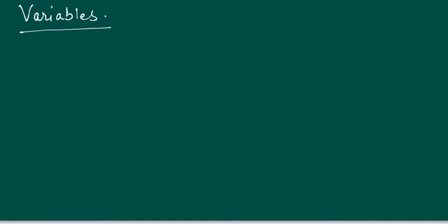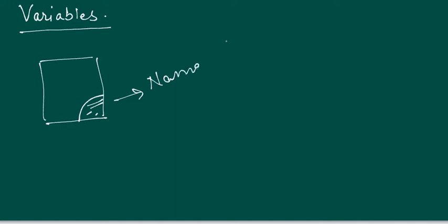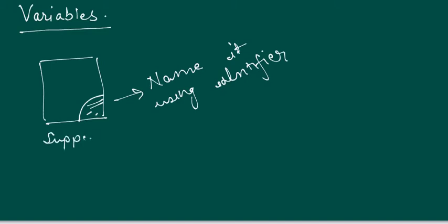So what is a variable? If we have memory and I want a part of it, right? I want this part. I can name it using an identifier. So suppose I name it, let us say, VAR.